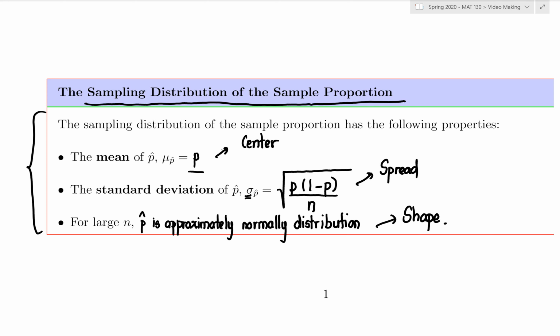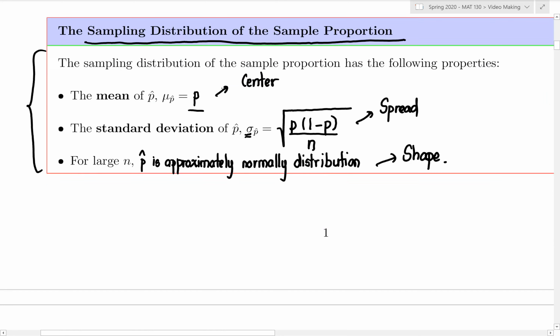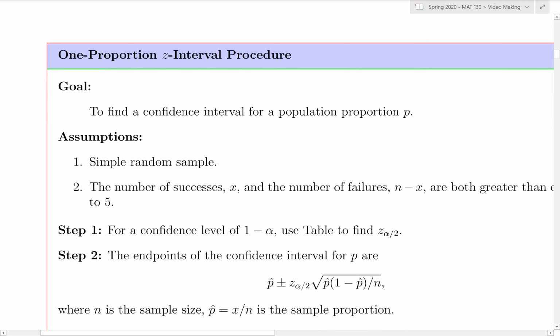Now that we know what the distribution of p hat looks like, we can talk about how to make inferences about the population proportion based on the sample proportion. The first thing we're going to talk about is the confidence interval. Let's say we know the sample proportion for a given quantity we're interested in, and we would like to use that information to find the confidence interval for a population proportion.